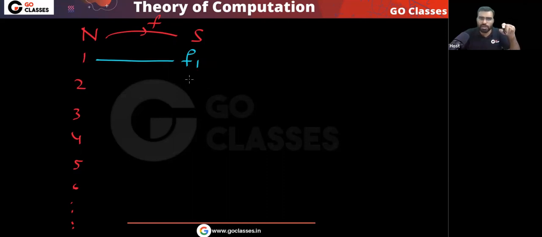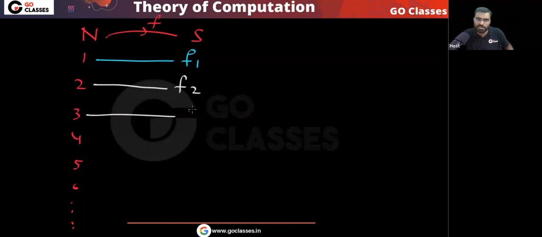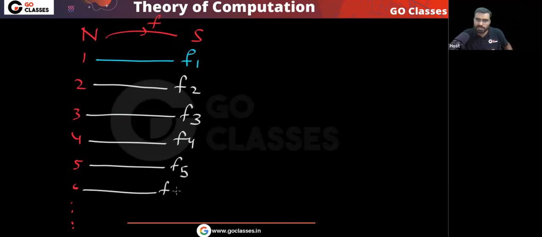Did you understand what I'm doing? Whatever function you assign to 1, I will call it F1. Whatever function you assign to 2, I will call it F2. Whatever function you assign to 3, I will call it F3. Whatever function you assign to 4, F4. That is your choice. Whatever function you assign to 5, F5. Like this. Is this clear? So this is the bijection I have taken.